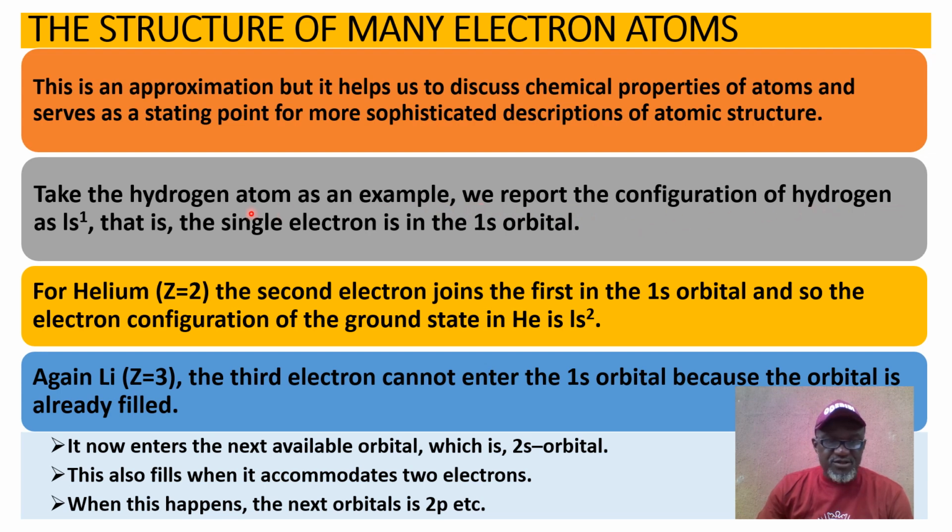Take the hydrogen atom as an example. We'll report the configuration of hydrogen as 1s1. That is, the single electron is in the 1s orbital. For helium, the second electron joins the first in the 1s orbital, and so the electron configuration of the ground state is 1s2. The next one is lithium, atomic number 3. The third electron cannot enter the 1s orbital because the orbital is already filled. It now enters the next available orbital, that is the 2s. This also fills when it accommodates 2 electrons. When this happens, the next is 2p, and so on. So we have 1s, 2s, 2p, 3s, 3p, 3d, and so on. Electronic configuration of all these elements in multi-electron systems.